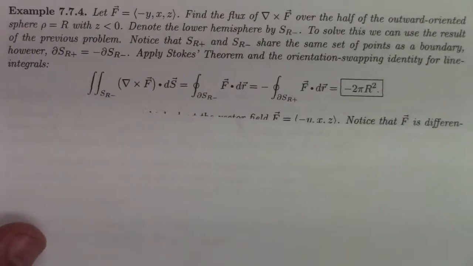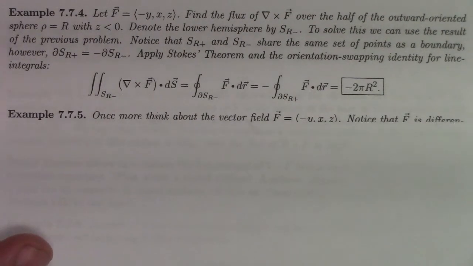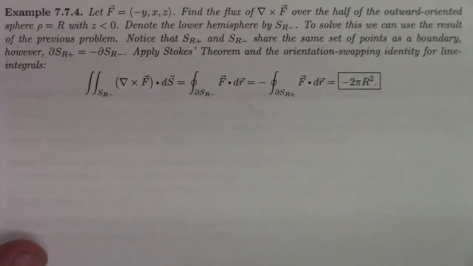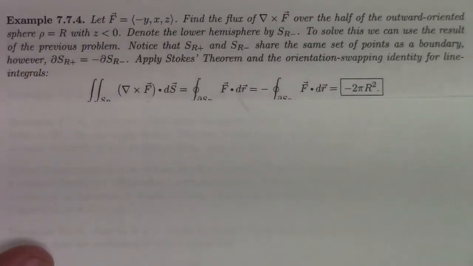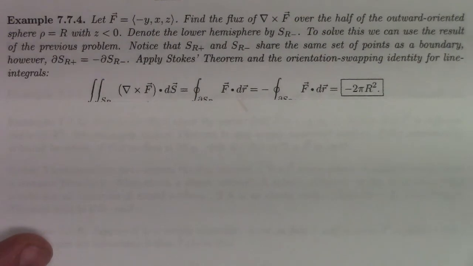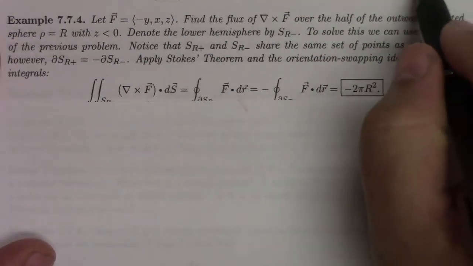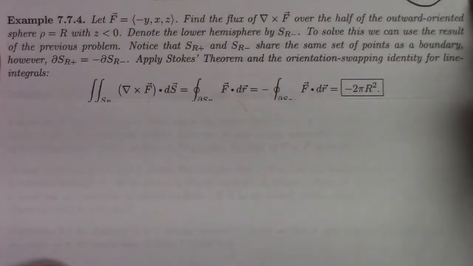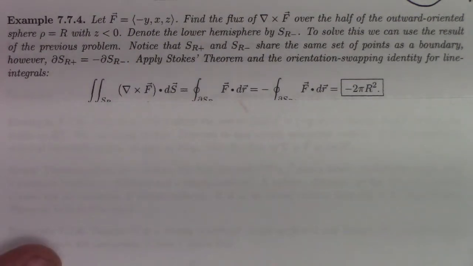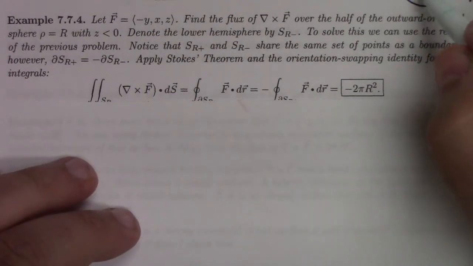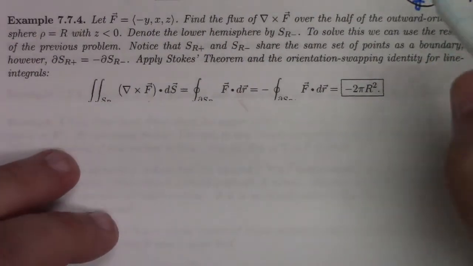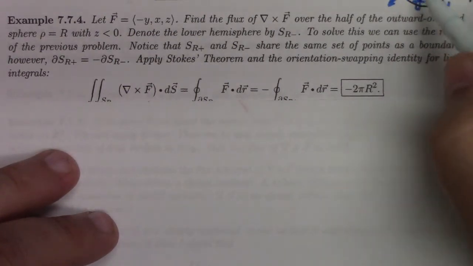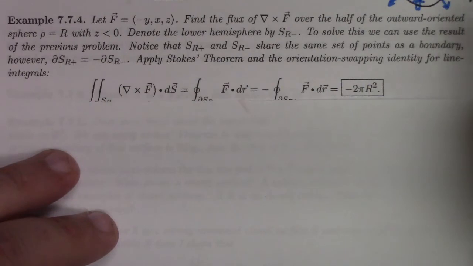My next example, I say, okay, same vector field, but now I'm going to calculate the flux over the half of the outward oriented sphere, rho equals to r with z less than 0. All right, so I'll draw a picture of this one. So here's S_R minus, as I call it. And this time, imagine Mr. Top Hat walking down here, because that's where up is for this surface. The normals are like this, outward oriented.